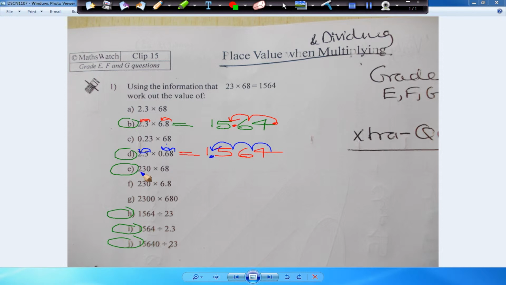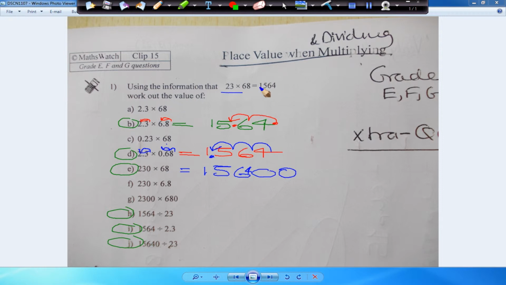Next one. 230. From 23 to 230, what have they done? Let's put the original number down first of all, 1564. So if we make the first number 10 times bigger, we make the answer 10 times bigger. And the 68 stays the same. So that's the final answer. Oh, it's 4? Yeah. Thank you. Put the 4 back in. Yeah. 156400. Good.